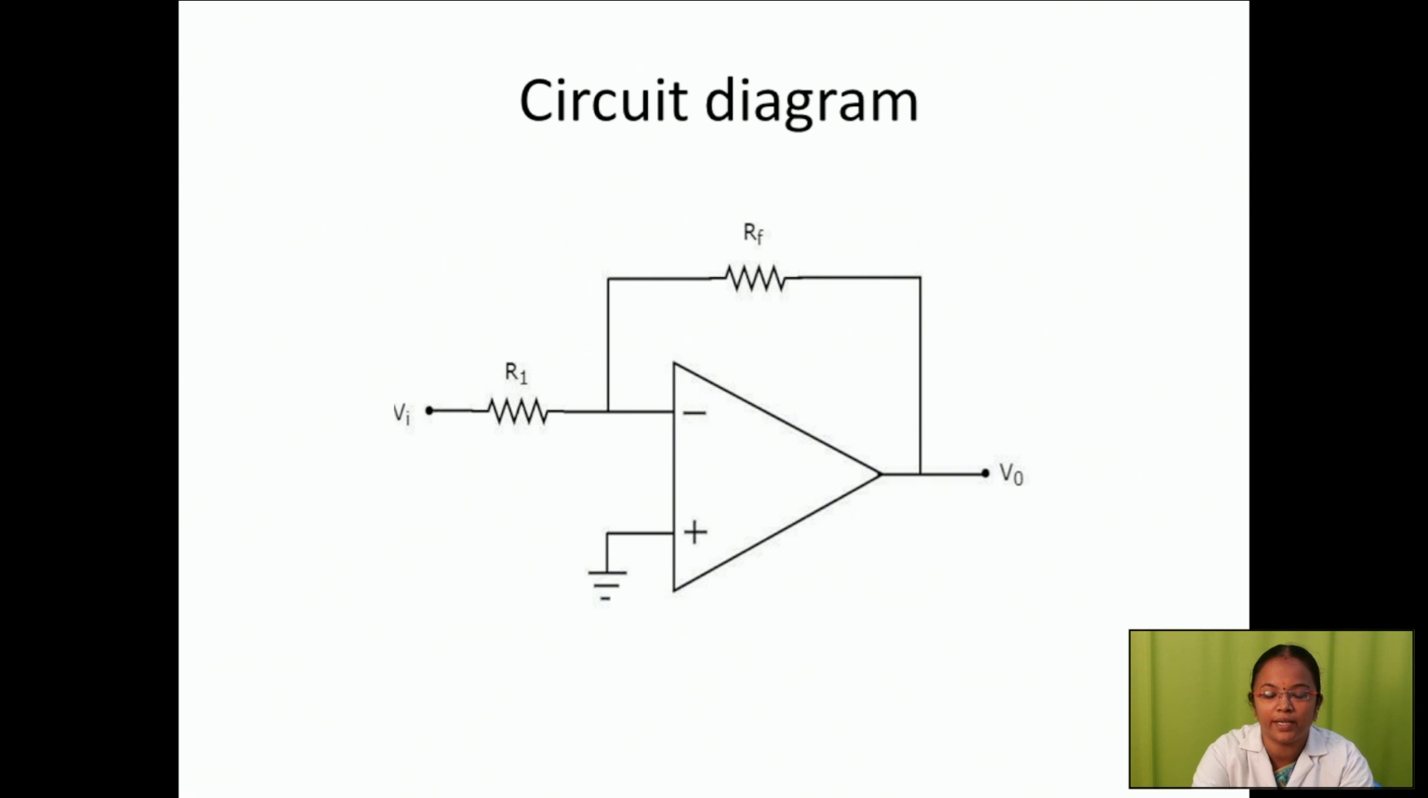See, this is the circuit diagram of an inverting amplifier. Here the circuit has the input resistance R1, then feedback resistance RF, and the input Vi is given to the inverting terminal and V0 is the output signal. Here the non-inverting terminal is grounded. As the name itself indicates that it is an inverting amplifier, so the input voltage is given to the inverting terminal. The non-inverting terminal is grounded. So here the input voltage Vi is given to the inverting terminal through the resistor R1.